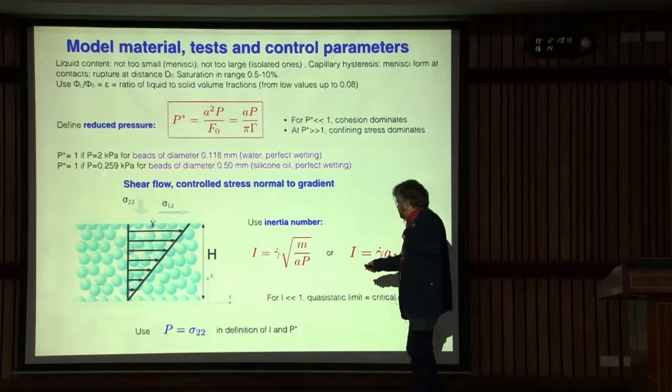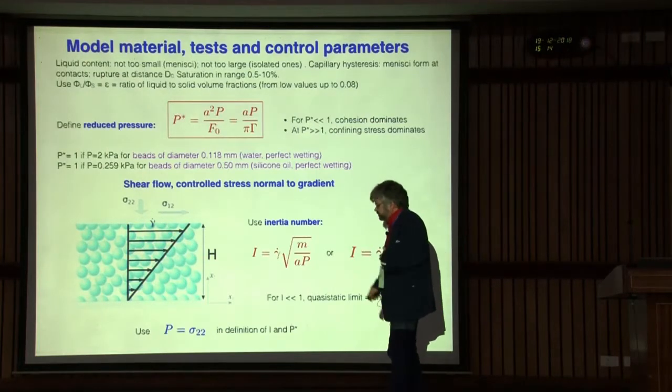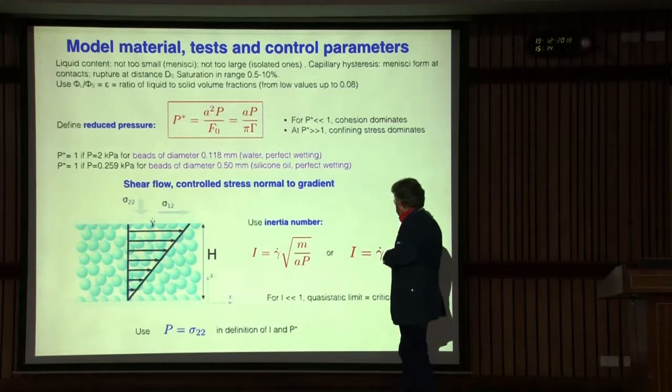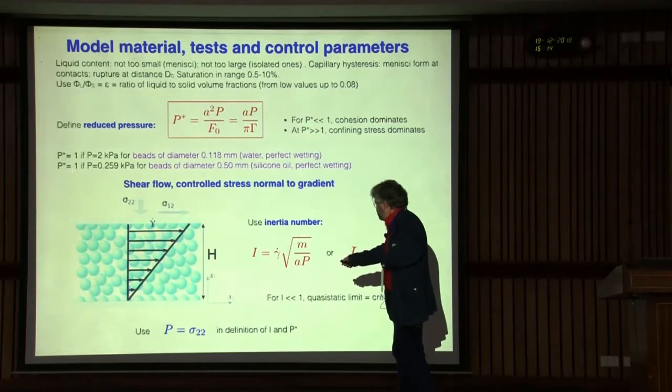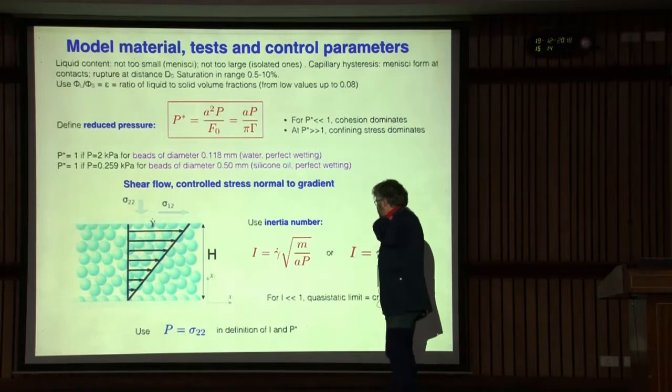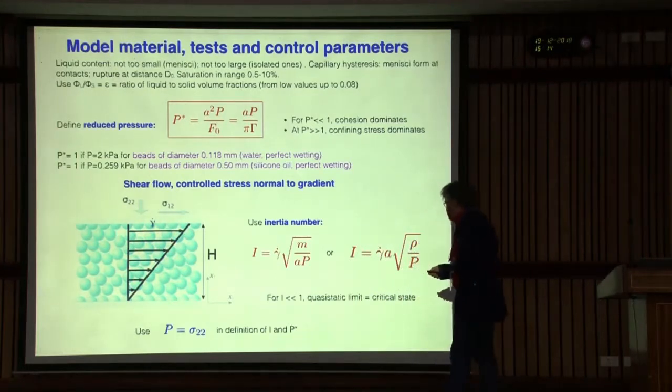So these are orders of magnitude showing that capillary cohesion is not very strong, but we have to work under low stresses. Actually, the experiments I'm about to describe in a short while give us P star equal to 1 at this low 260 Pascal as this low value of the applied stress.